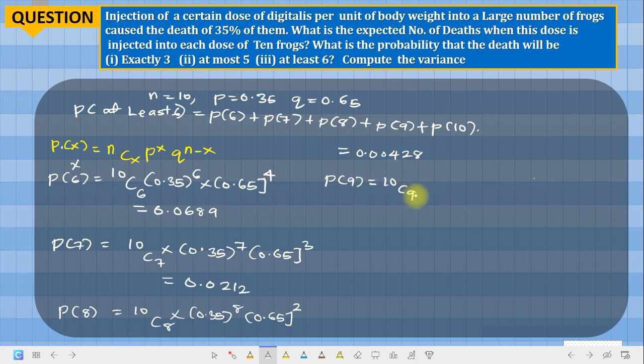The next one is the probability that 9 will die, and that is 10 combination 9 times 0.35 raised to the power of 9 times 0.65 raised to the power of 10 minus 9. Now, we know that 10 minus 9 is 1. So we can easily erase this and put 1 here. And when you compute this in your calculator, it's going to give us 0.000512.